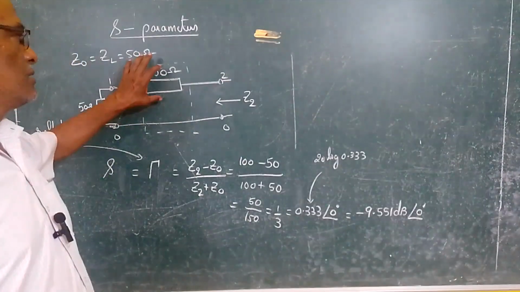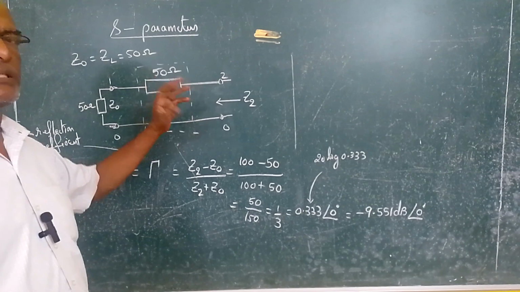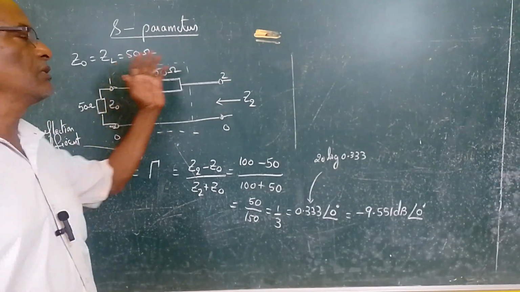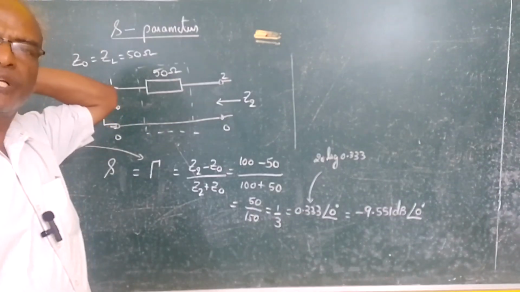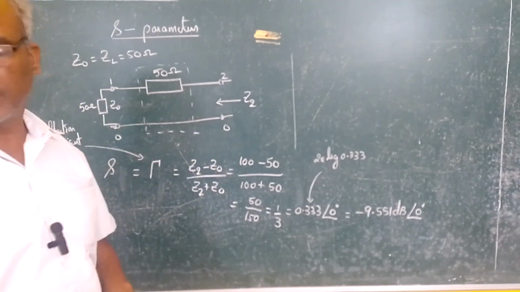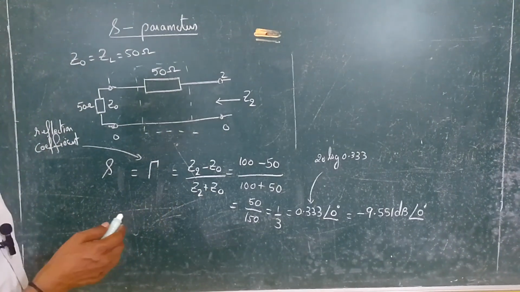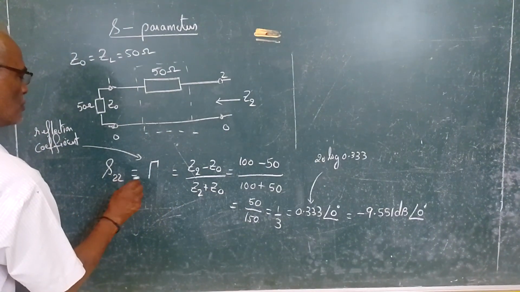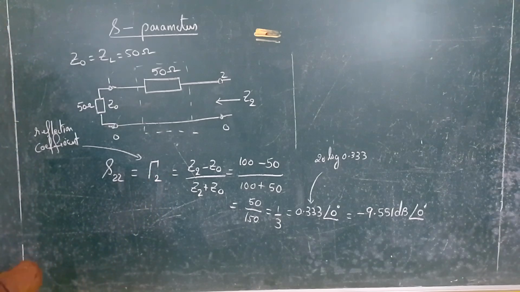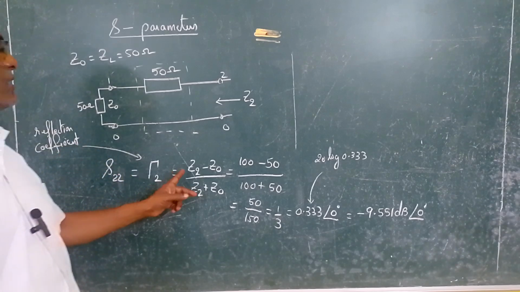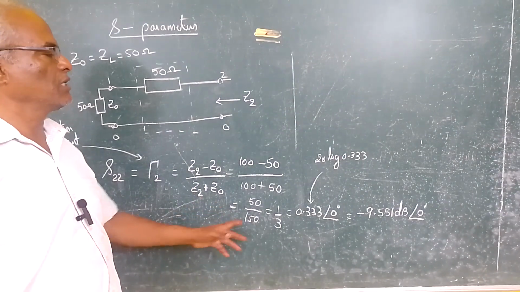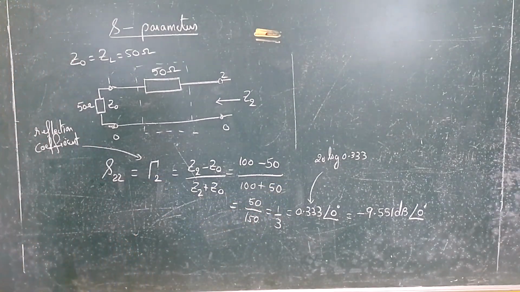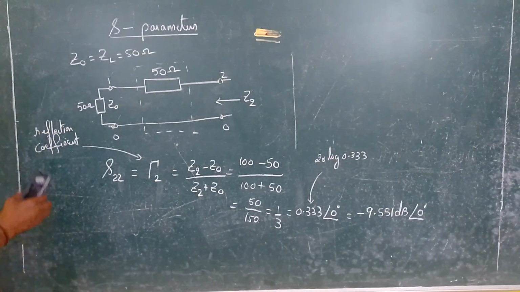Why? Because the two-port network is symmetric. Either if you view from this side or that side, nothing is going to change. It is symmetric, so you will get the same answer. So S22 is equal to gamma 2, the reflection coefficient, which is given by Z2 minus Z0 divided by Z2 plus Z0, and we got the answer.